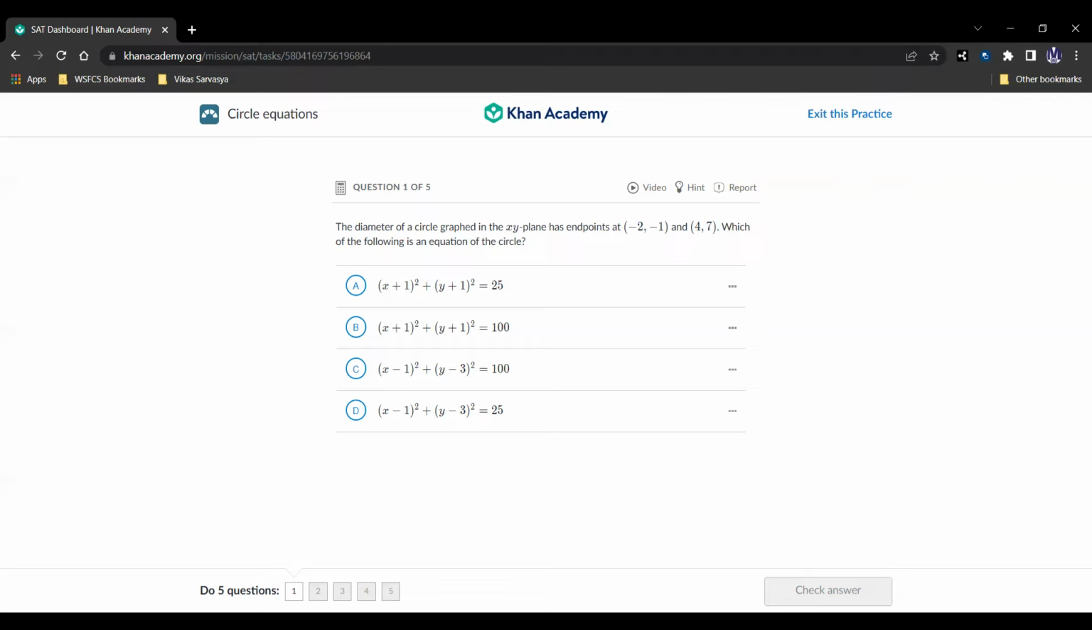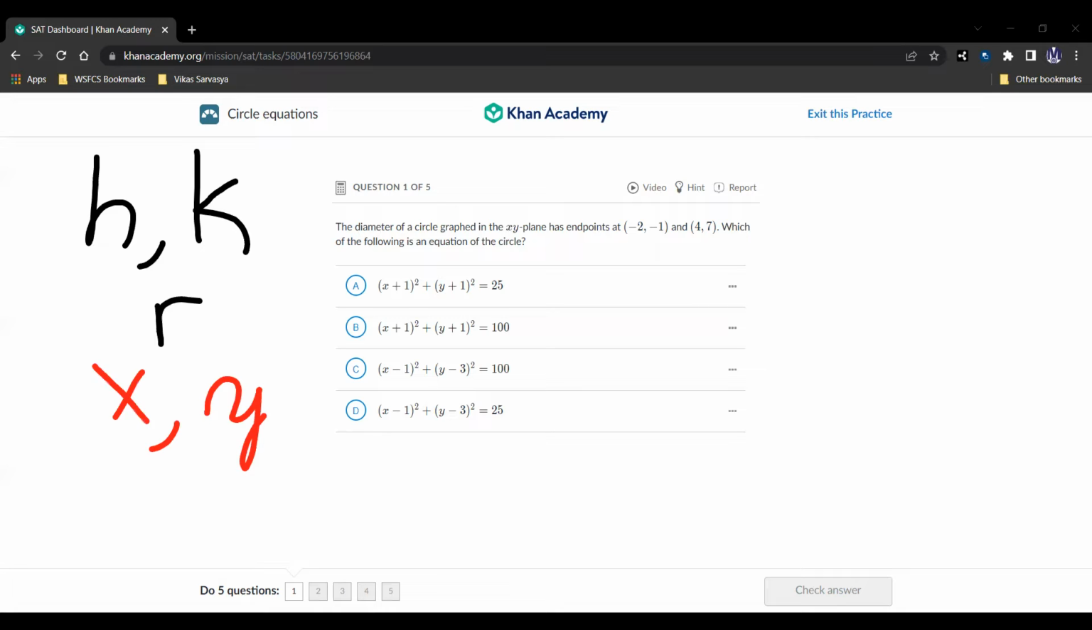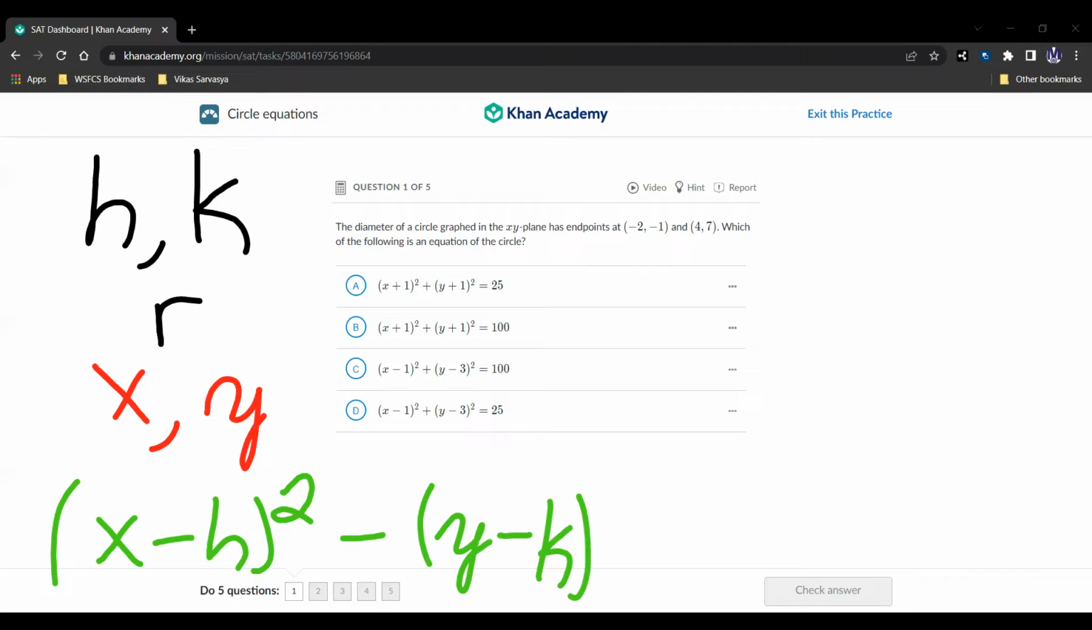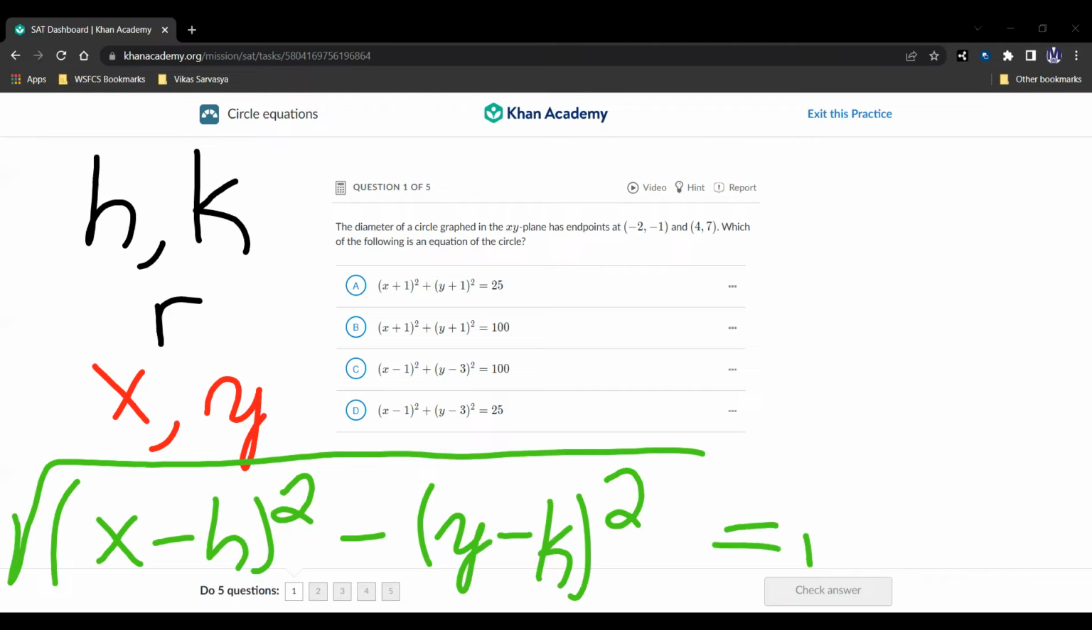All right, so first we need to find the center of the circle. We'll call that (h, k). All right, and we'll call our radius r. Now, if we have a certain point (x, y) that's on the circle, then we know that the square root of (x minus h) squared plus (y minus k) squared is going to be the distance. That's going to be r, right? Because that's the distance from that point to the center, which is the radius.